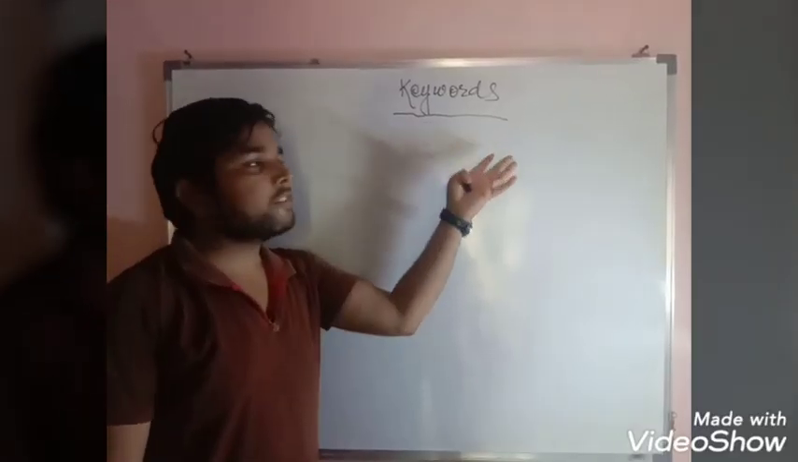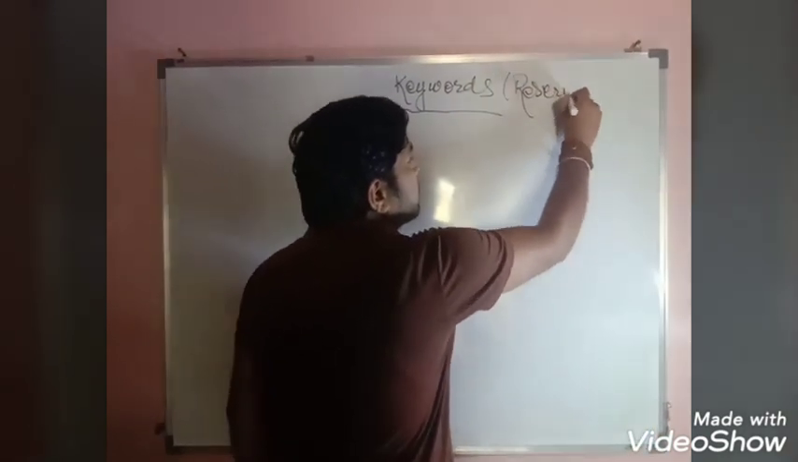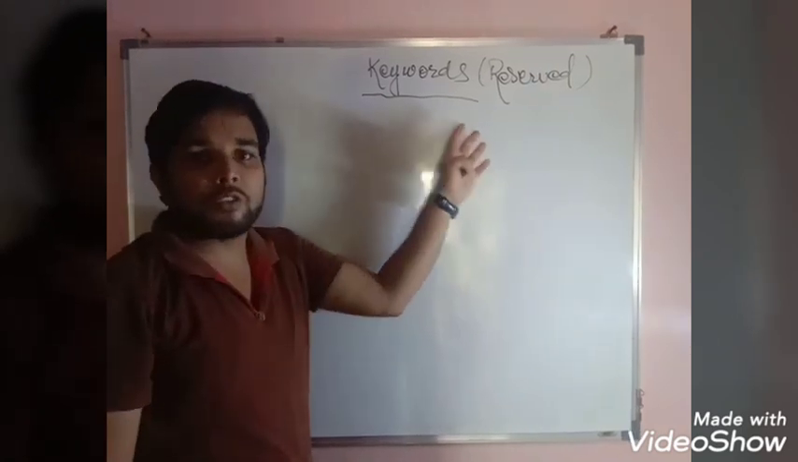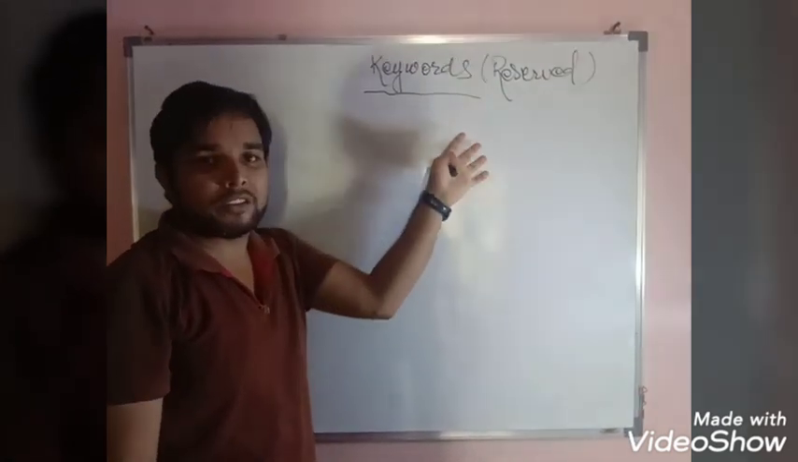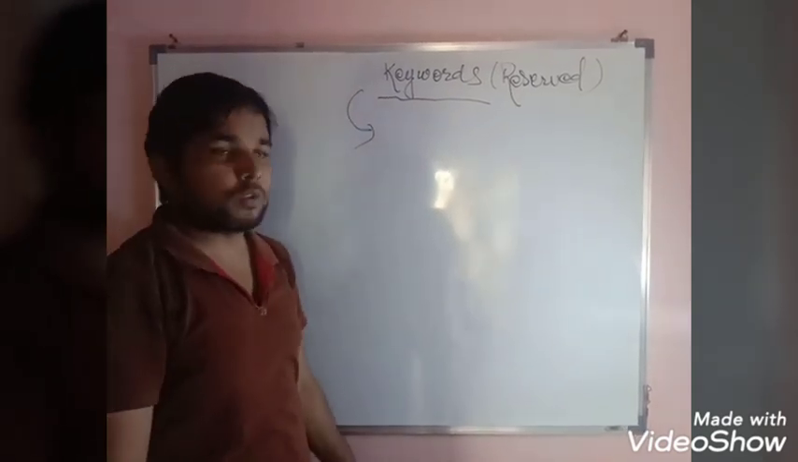The next type of token is keywords. Keywords are also called reserved words. Now what are reserved words? Reserved words are fixed throughout the program. We have already learned about the reserved words. So keywords are the reserved words which are fixed throughout the program.